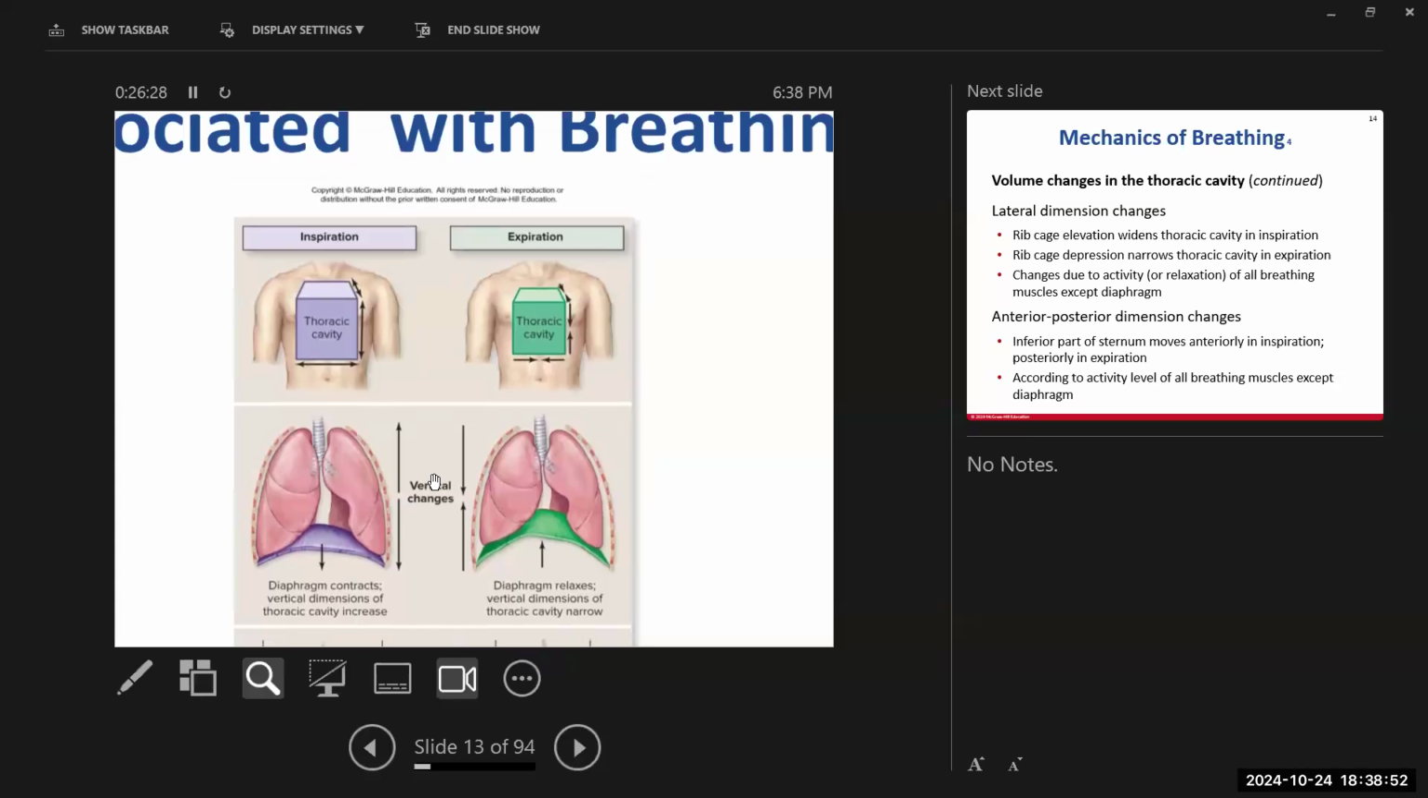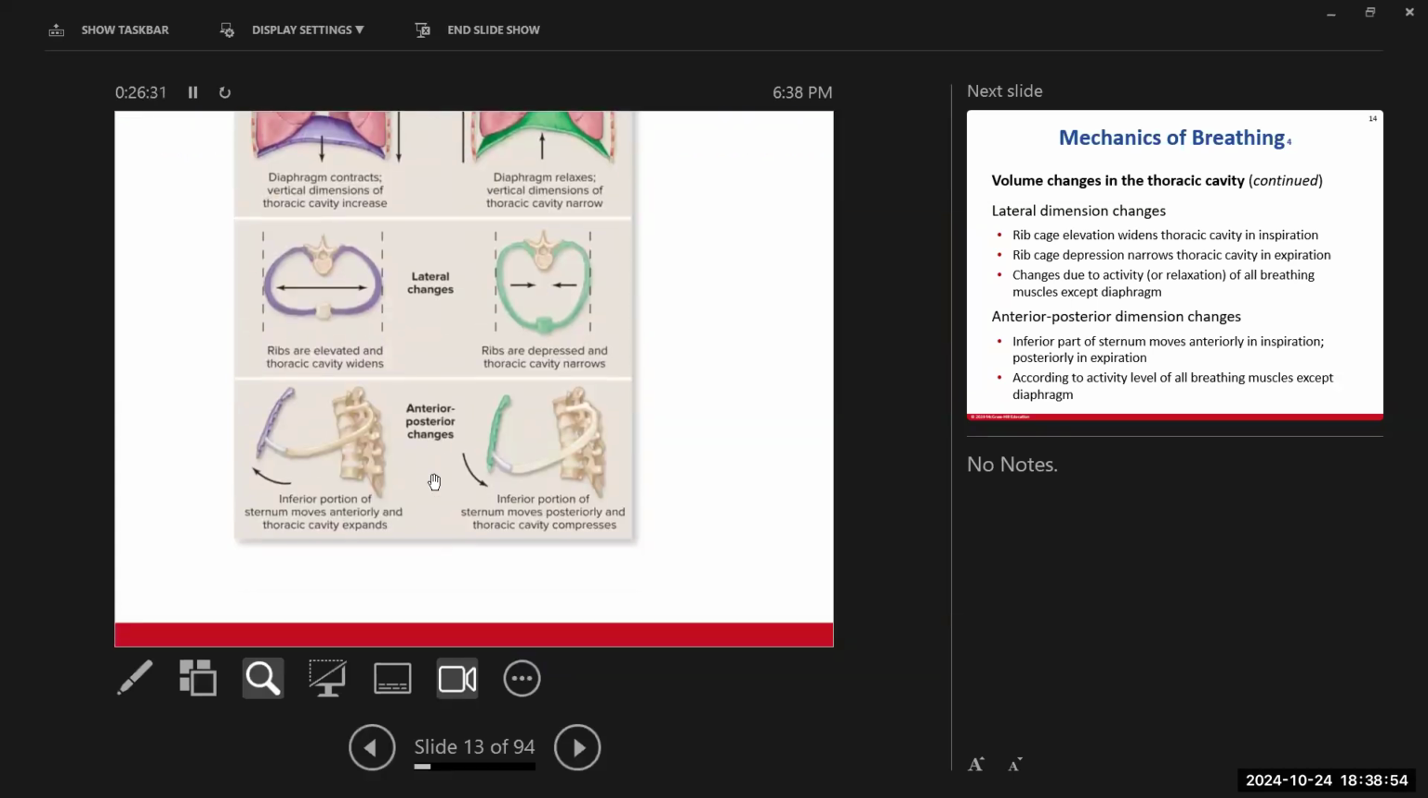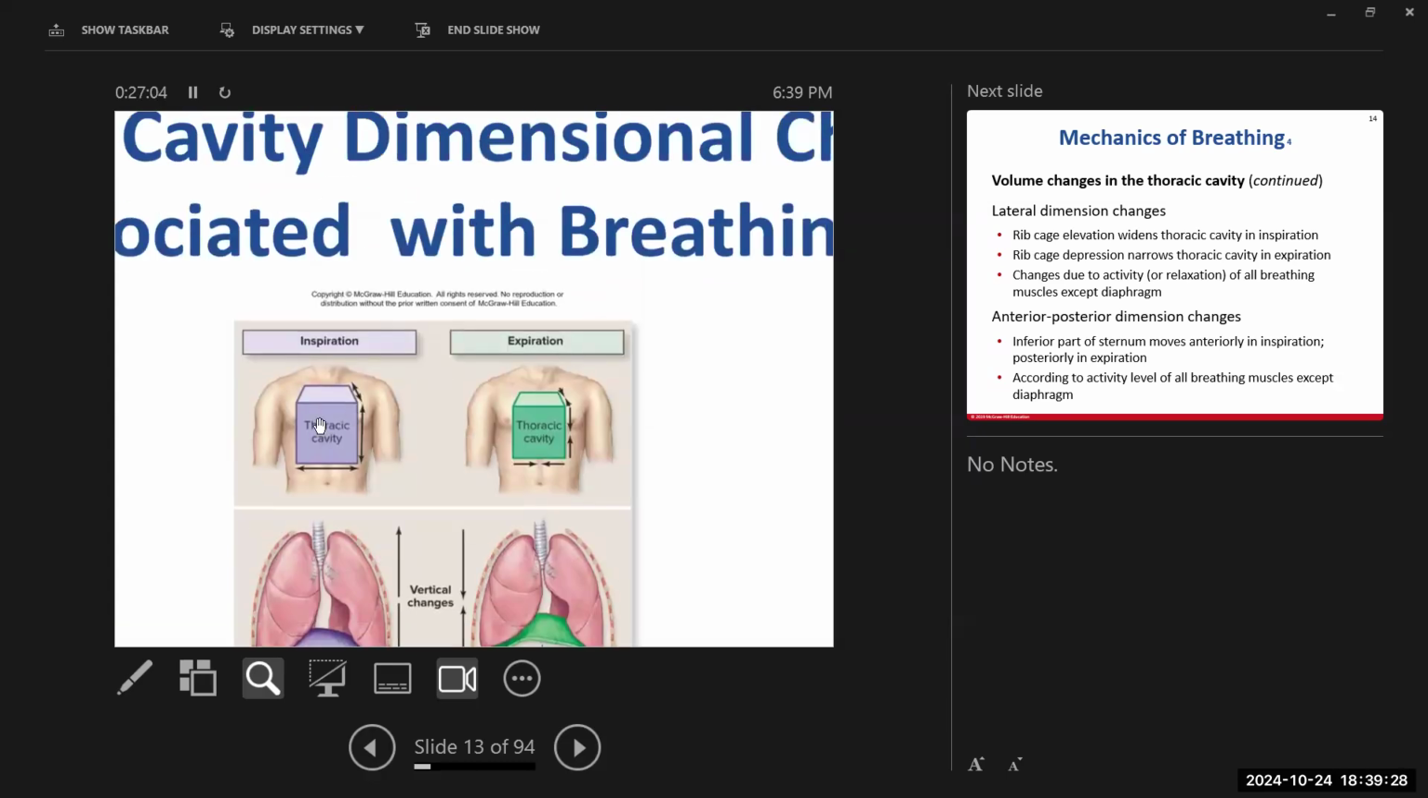Then, at the same time as you're taking that breath in, your ribs are going to elevate, and when they elevate, they're going to move further laterally. So now you're widening the thoracic cavity. And then finally, when you take that breath in, the inferior portion of your sternum swings forward a little bit. So you're going to increase the distance from the posterior surface of the sternum back towards the spine. So you're changing all those dimensions so that the box in your chest gets bigger. More on what that means in a second.